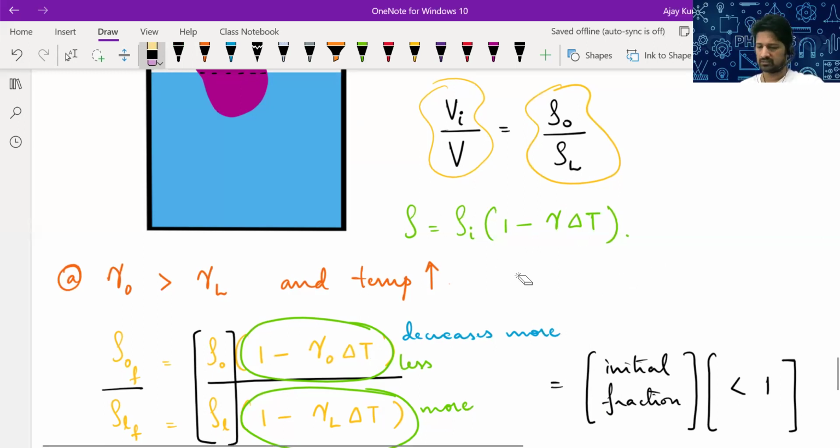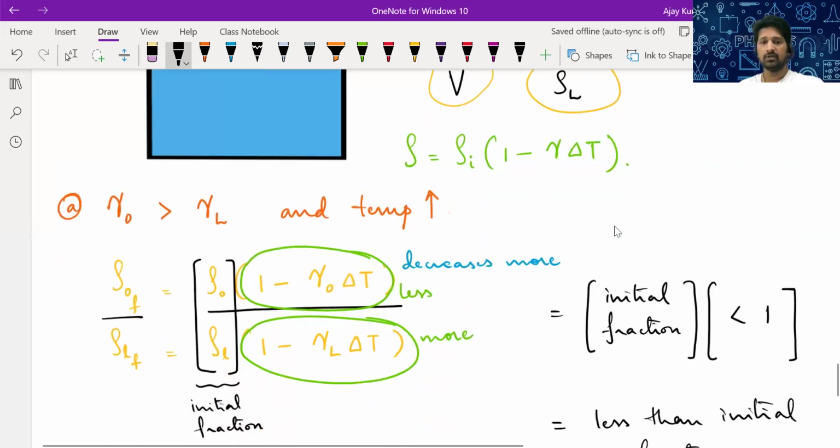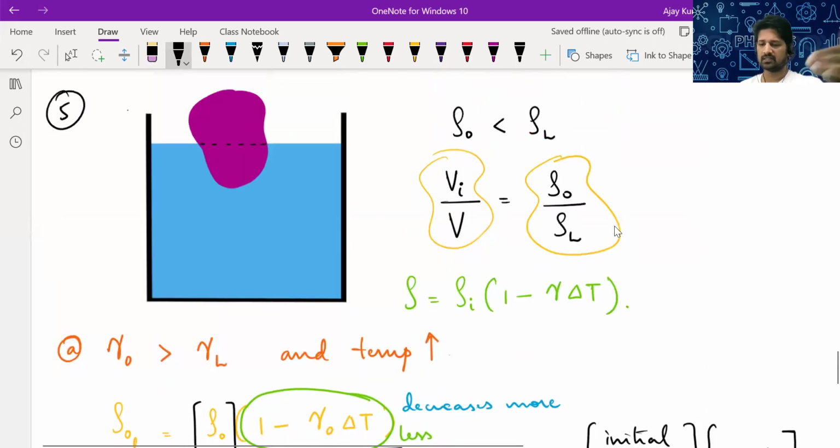If you have any doubts, you can ask. If they want to frame very tough questions based on thermal expansion, including fluids, they can do such things also. The initial ratio can be given, maybe initially 1/3 is immersed. They can ask, what should be the temperature change such that 1/5 is immersed? But not a big deal. You can solve.